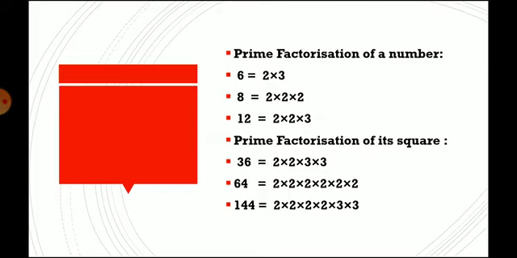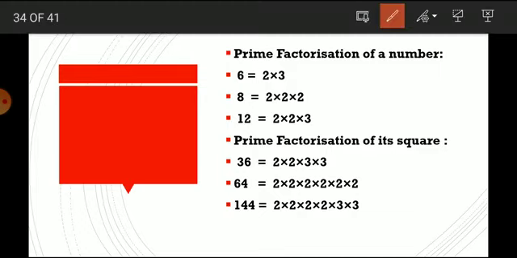First of all, we can see the prime factorization of a number. If I take 6, we can multiply 2 and 3 to get 6. 8 means 2 into 2 into 2. After that, 12 means 2 into 2 into 3. In the prime factorization of a square number, we can elaborate.